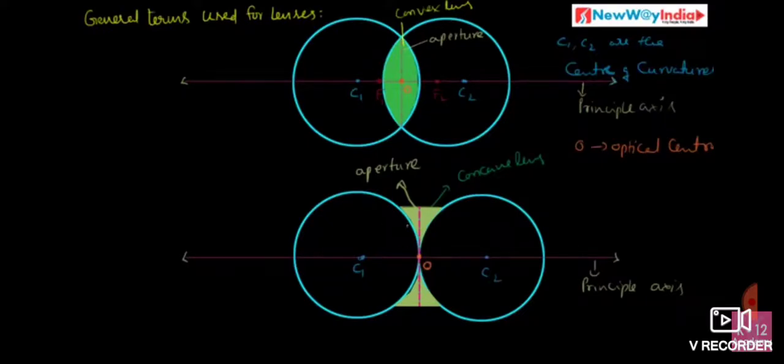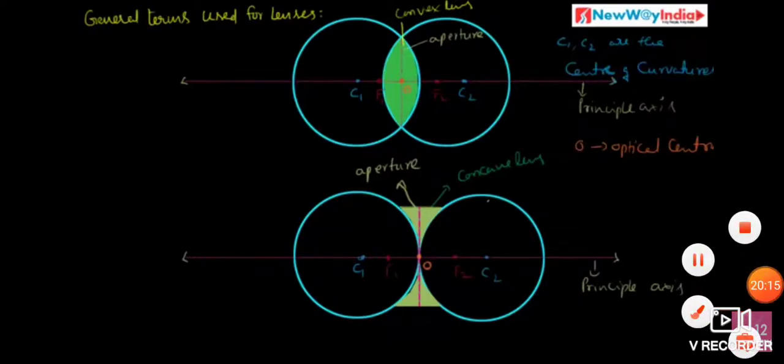At the same time, in the case of a concave lens, when a parallel beam of light strikes the lens, after refraction the rays diverge. That means they appear to diverge from a single point. This point is called the principal focus.